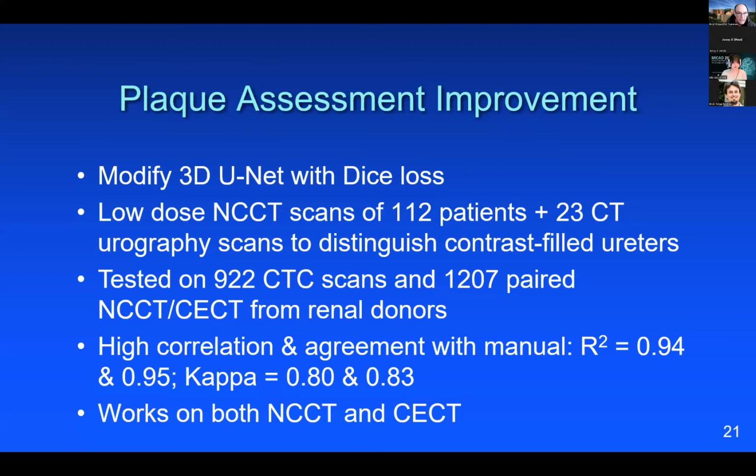It was also trained on non-contrast CT scans, but also additionally 23 CT urography scans to distinguish a common false positive on contrast-filled ureters. And then we tested it on over 900 CT colonography scans and 1,207 paired scans from renal donors. And it had high correlation and agreement with manual methods. And the key thing was that this could work both on the non-contrast and the contrast-enhanced scans.